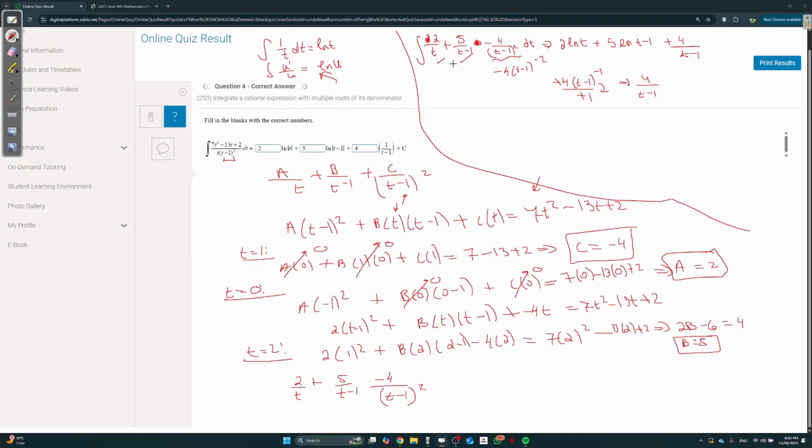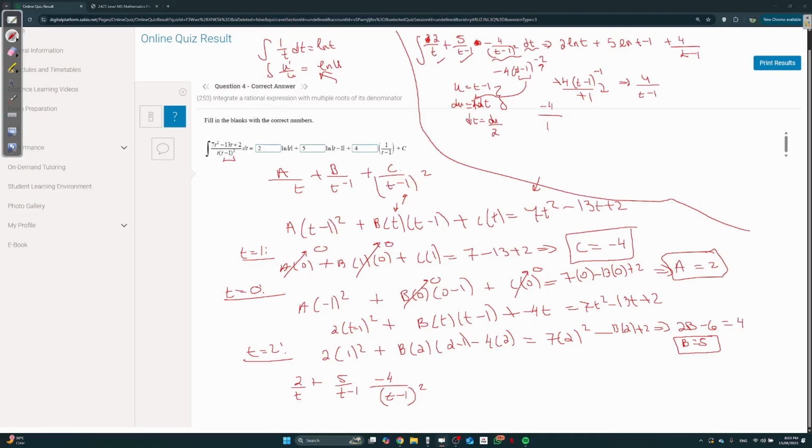Because remember, if you have more than one thing under the power, you need to use u substitution. You have to say u is equal to t minus 1, then du is equal to the derivative of t minus 1, which is just 1, so it's equal to 1 dt. Since the derivative of t minus 1 is just 1, you don't have to do u substitution. But if it was for example 2t minus 1, then the derivative would be 2, and you have to substitute dt is equal to du over 2, and then go back here and substitute it.